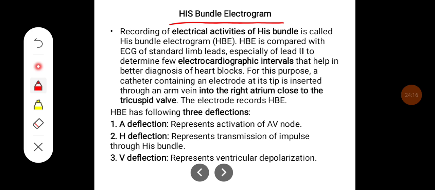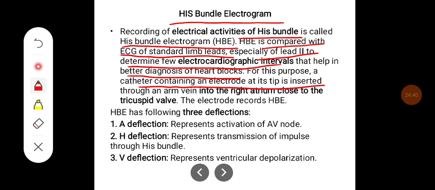His bundle electrogram. Recording electrical activities of His bundle is called His bundle electrogram, and this is compared with the ECG of standard limb leads, especially lead 2, to determine a few electrographic intervals that help in better diagnosis of heart blocks. For this purpose, a catheter containing an electrode at its tip is inserted through an arm vein into the right atrium close to the tricuspid wall. The electrode records the His bundle electrogram.